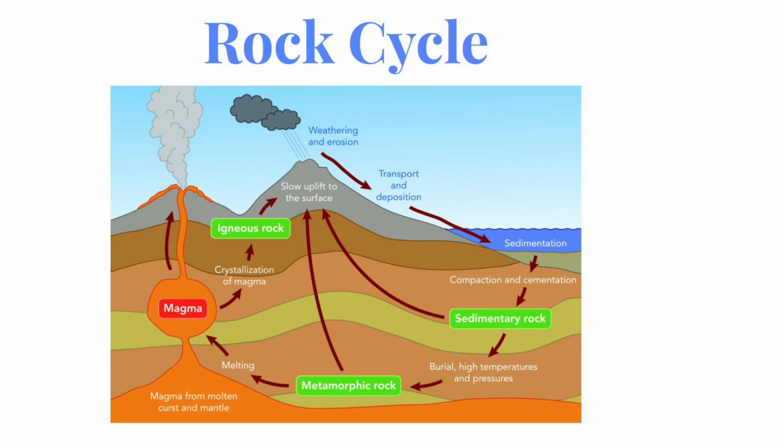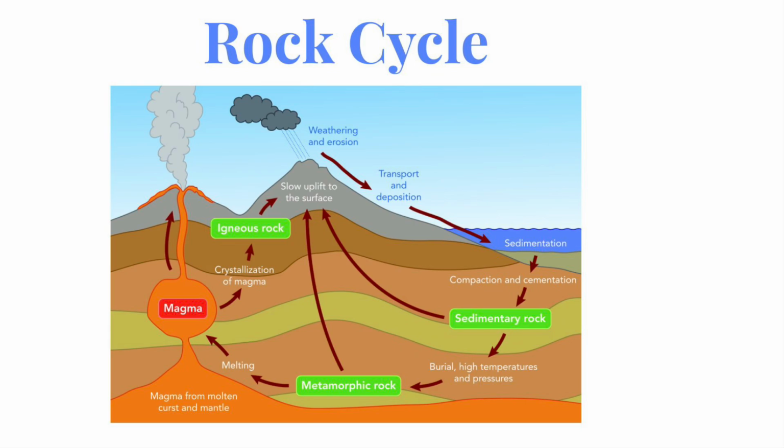So how are all these rocks connected? For this, I'll be using this illustration. So as we can see, the magma creates this igneous rock once it hits the surface. It can also create igneous rock by crystallization.